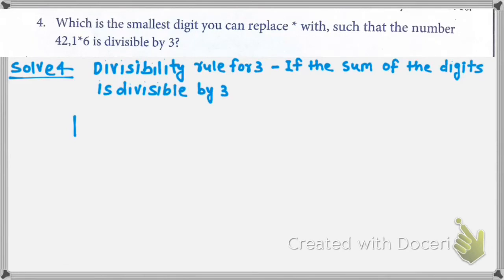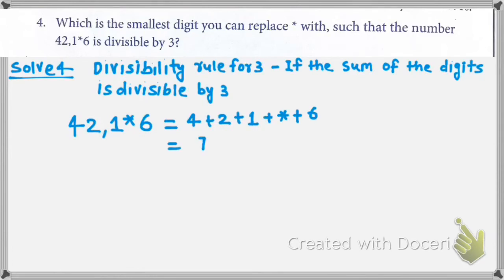So let's do the sum of 42,1 asterisk 6. So 4 plus 2 plus 1 plus asterisk plus 6. 4 plus 2 is 6, and 6 plus 1 is 7. So 7 plus asterisk plus 6: 7 plus 6 is 13, so 13 plus asterisk, students.